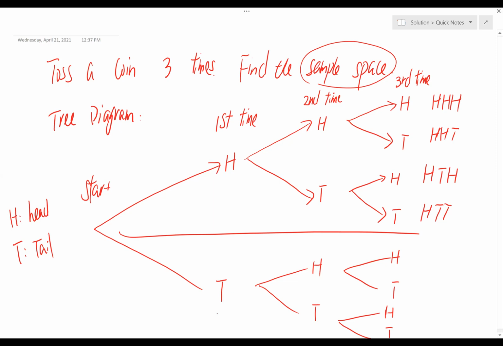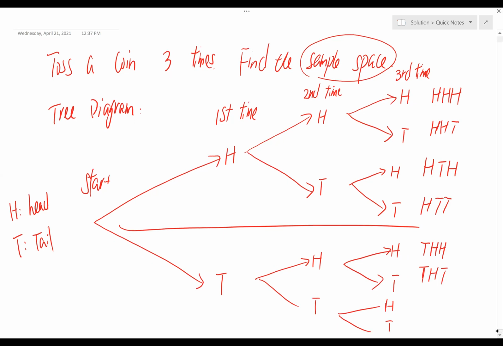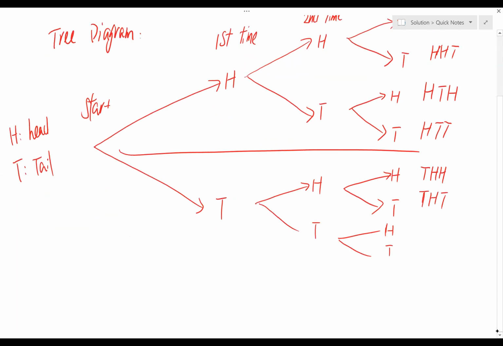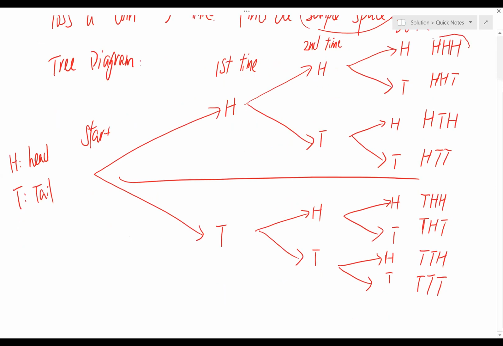Second half starts with tail: tail, head, head. Second branch, tail, head, tail. The second to last outcome is tail, tail, head. And the very last outcome is all tails. If you look at this, we have 8 possible outcomes here, right? First half is 4 outcomes, second half 4 outcomes. So total 8 outcomes.